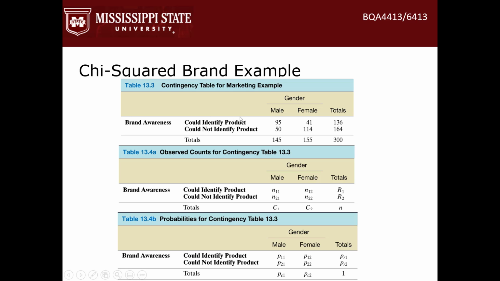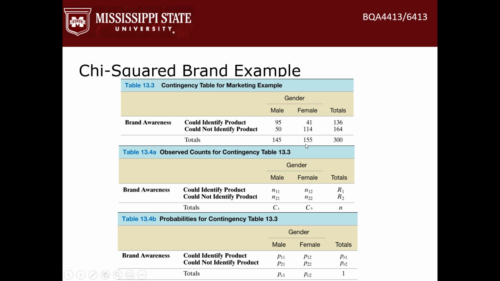So literally, all we do is we get 145 males, ask them if they could identify or not identify, and we've got 155 females, could identify, could not identify. And then we tally up the totals and put them in this table. Notice we have row totals, and in this case, the row totals are the people who could identify the product and could not identify the product. And we also have column totals, which are basically the number of males and the number of females.